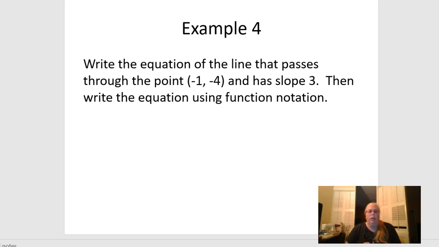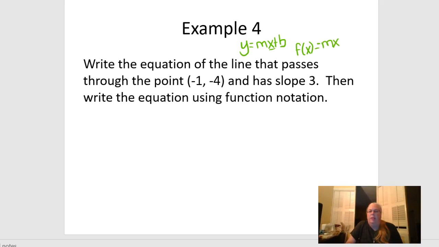Example 4. Write the equation of the line that passes through the point -1, -4 and has a slope of 3. Then write the equation using function notation. Okay, since we're going to put it in function notation, we might as well write the original equation there in y equals mx plus b form. Because when we put it in function notation, we're going to take the y out, and we're going to replace it with a function name f, or g, or h, or q, whatever you want, of x, because that's going to be my variable over here.